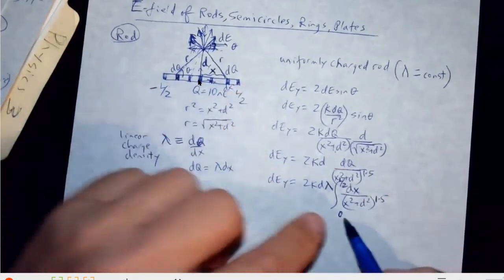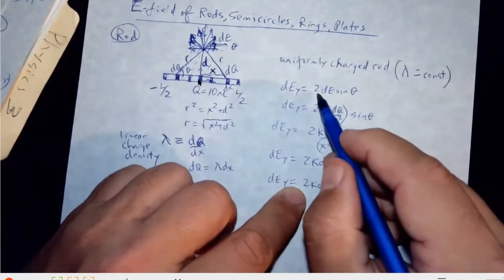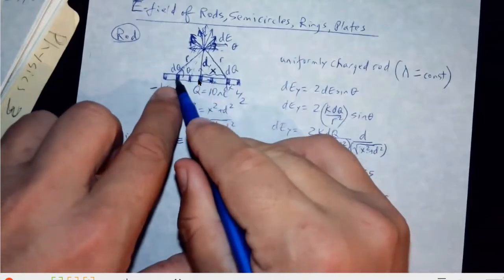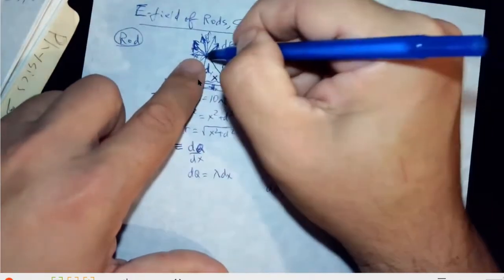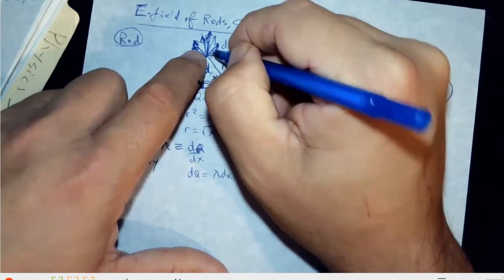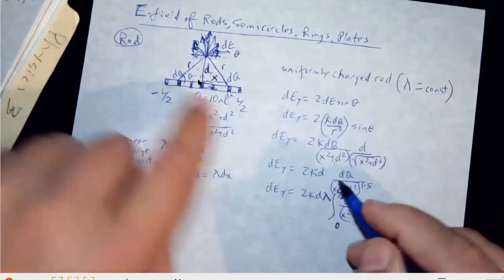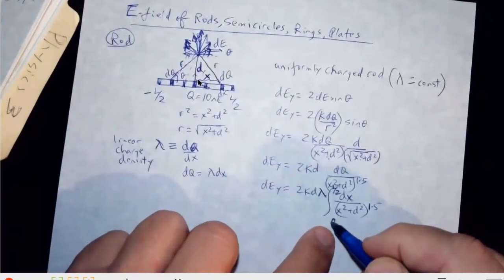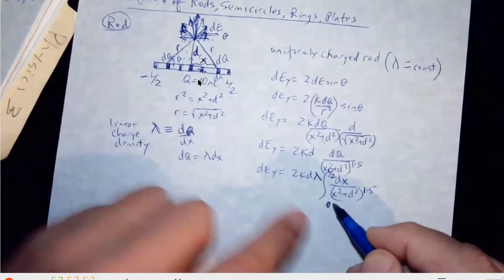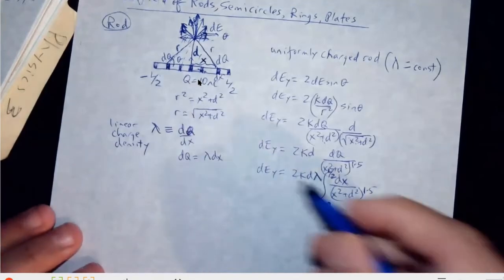Oh, you know what? I have to integrate from 0 to L over 2 because I've already doubled it. In other words, I've already accounted for the fact that a piece of the rod here and a piece of the rod here combined create an electric field in the y direction, because their x components cancel. So I've already accounted for the left side of the rod by doubling. I can't integrate from negative L over 2 to L over 2, because that would be doubling it too many times. So I integrate from 0 to L over 2, and the 2 accounts for the left side of the rod.